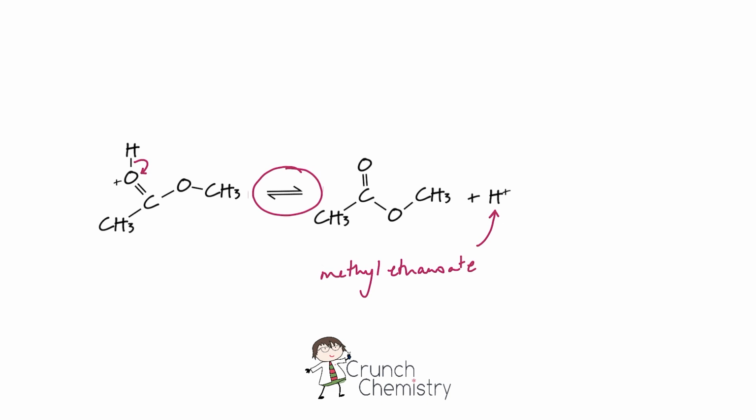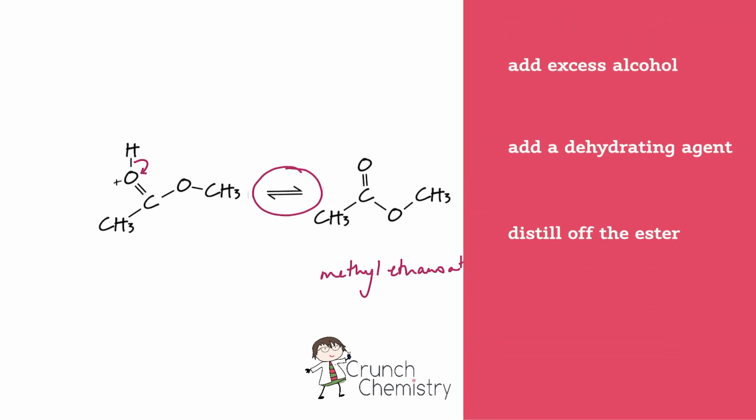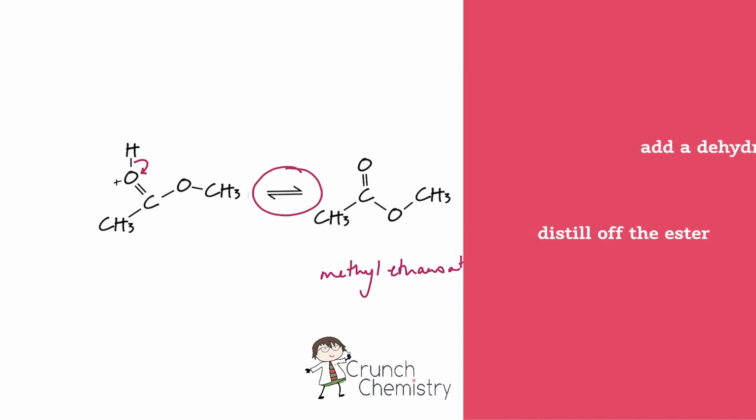You'll notice that every step in this reaction is reversible, and the reaction will come to an equilibrium mixture of reactants and products unless we force it in the forward direction. Now, we can do this in 3 ways. We can add an excess of alcohol. We can use a dehydrating agent such as anhydrous magnesium sulfate to remove the water as soon as it forms. Or we can distill off the ester as it forms because the ester is more volatile than either the original carboxylic acid or an alcohol.